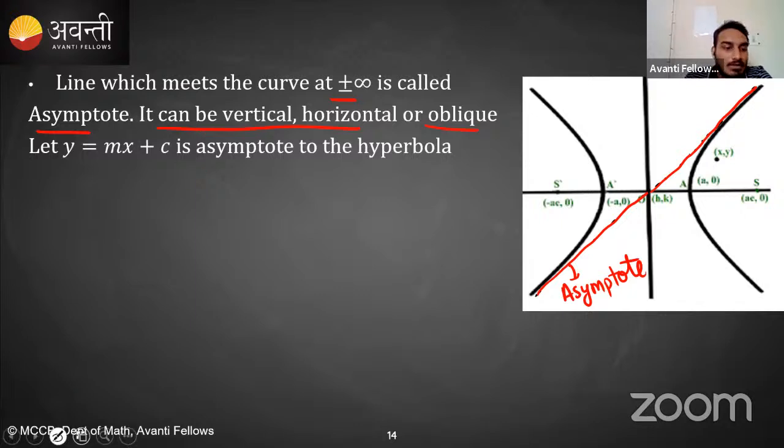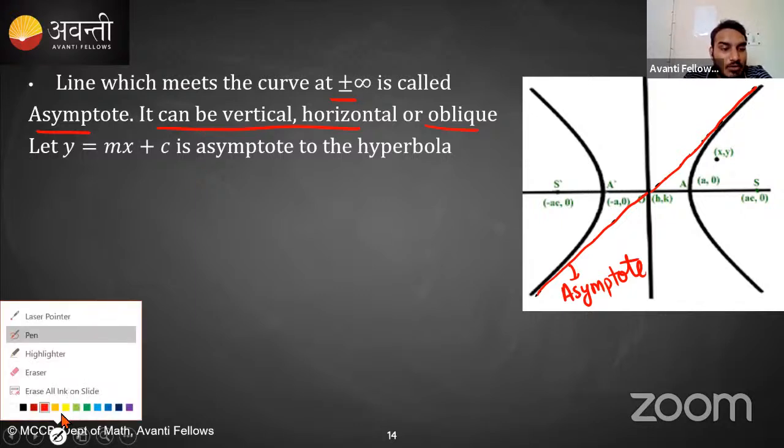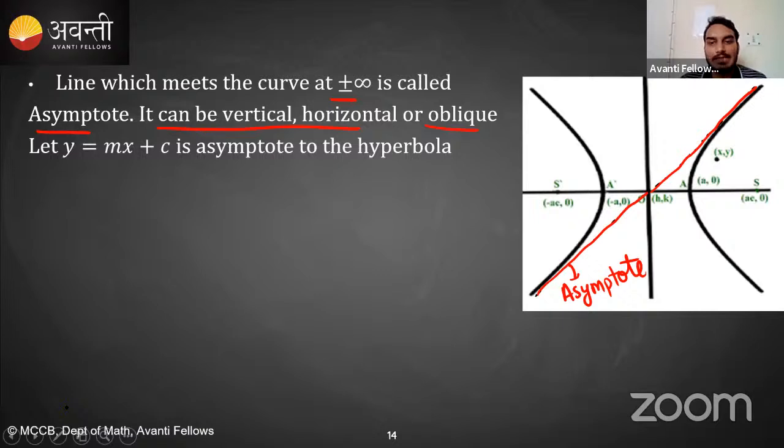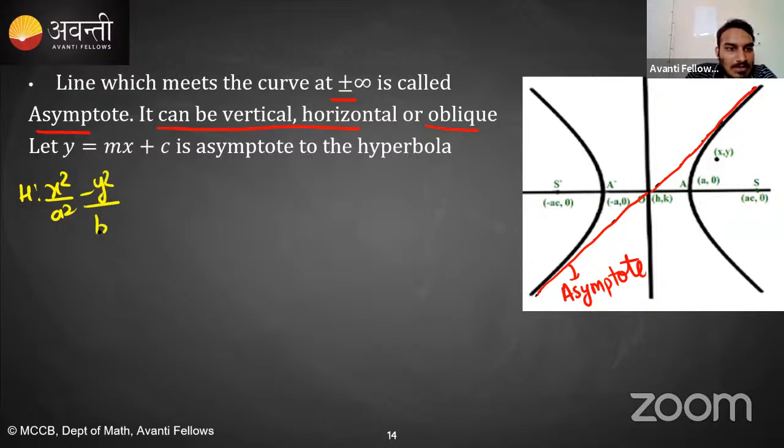Now the question is, what is the equation of the asymptote for our hyperbola? What is the hyperbola? x square upon a square minus y square upon b square is equal to 1. So what is the equation of the asymptote for our hyperbola? That is the question. Did you understand the question?